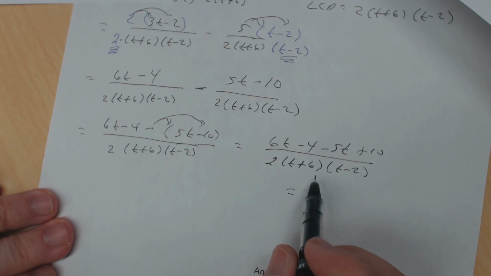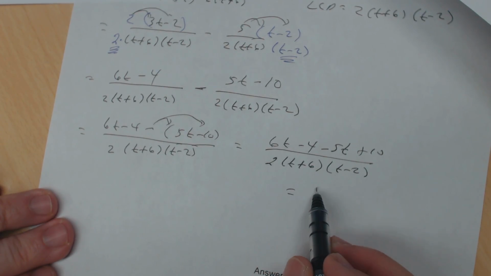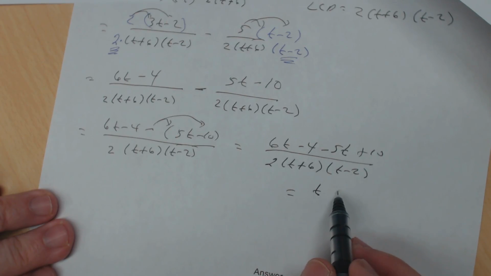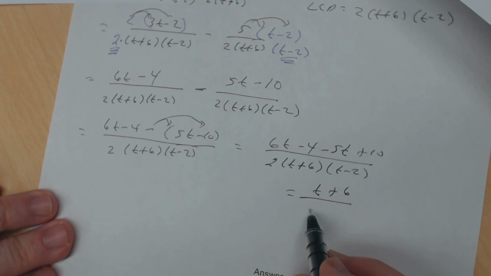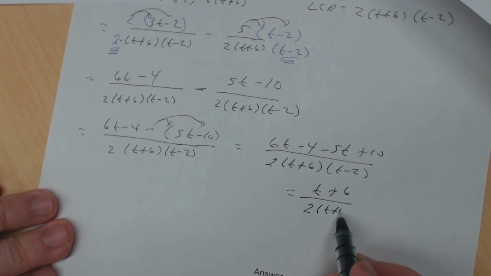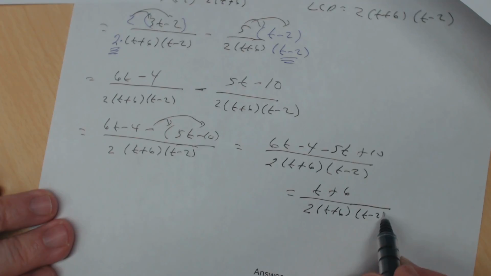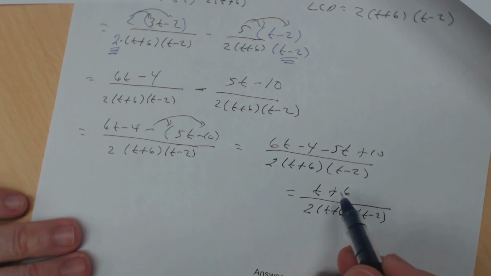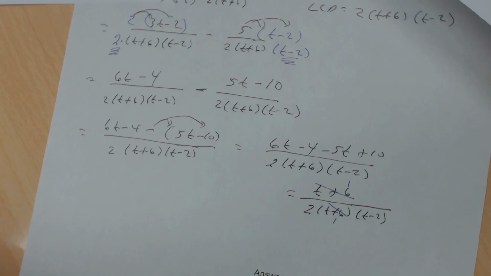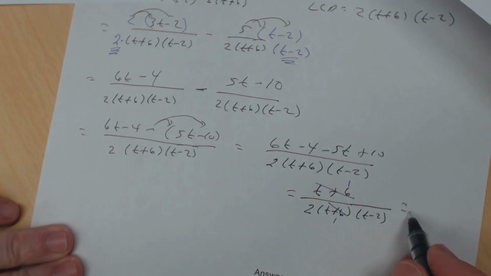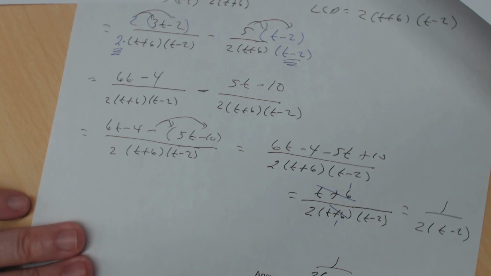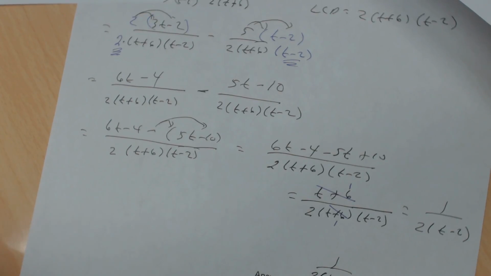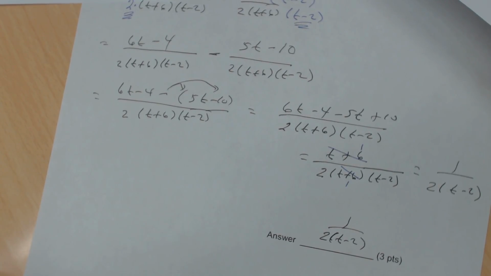Combining like terms, I get 6t minus 5t is t, a negative 4 and a positive 10 is a positive 6, all over 2 times t plus 6 times t minus 2. And then notice I can reduce the t plus 6's, we're left with factors of 1, and so the answer is just 1 divided by 2 times t minus 2. And so there's your answer. So 1 divided by 2 times t minus 2. Okay, so that takes care of this worksheet.